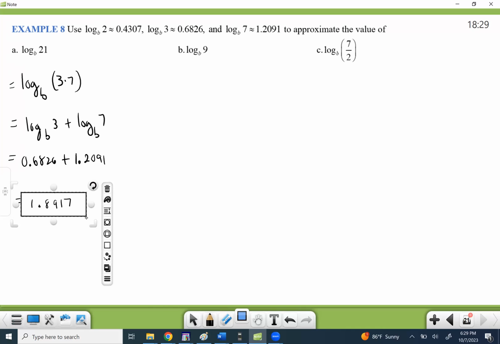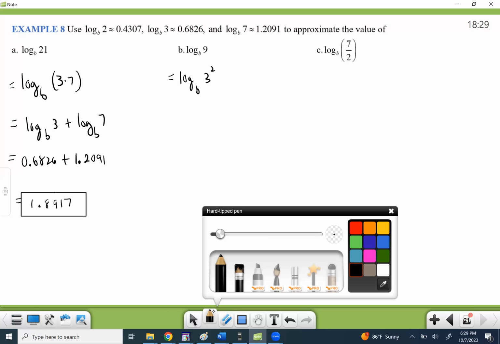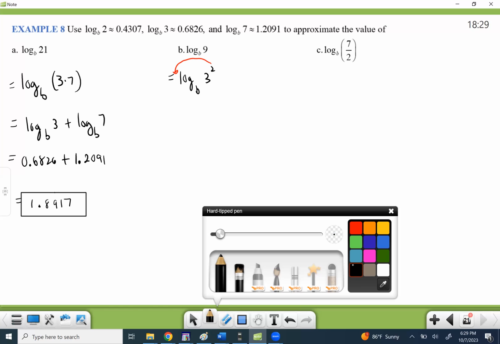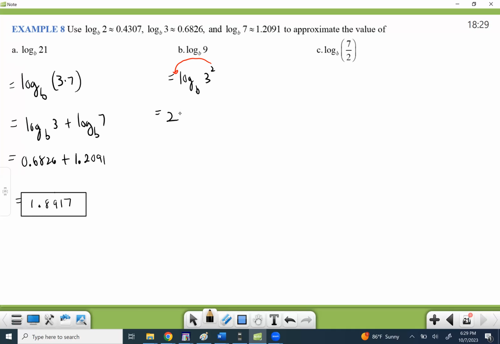Let's try the next one. Now, I'm going to do the next one differently, even though we could do it exactly the same, but I don't want to bore you to death, you know? Sure, I could write the 9 as 3 times 3, but I'm actually going to write the 9 as 3 squared, so I force us to use a different property. So instead of using the product property, I'm going to use the power property just to keep things interesting and make us use something different. So the 2 will pull out front, and we got log base B of 3. So 2 is multiplying by log base B of 3, and log base B of 3 is up here in the directions, so it's 0.6826.